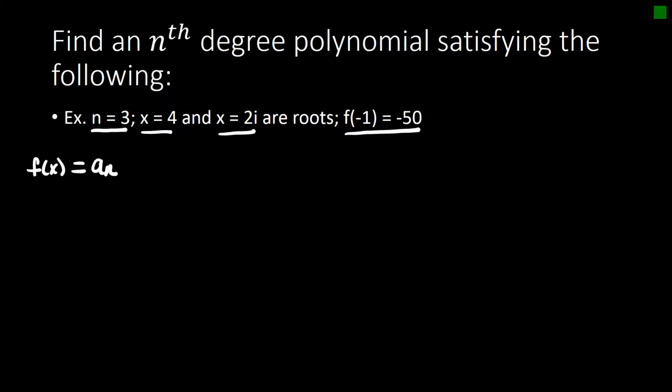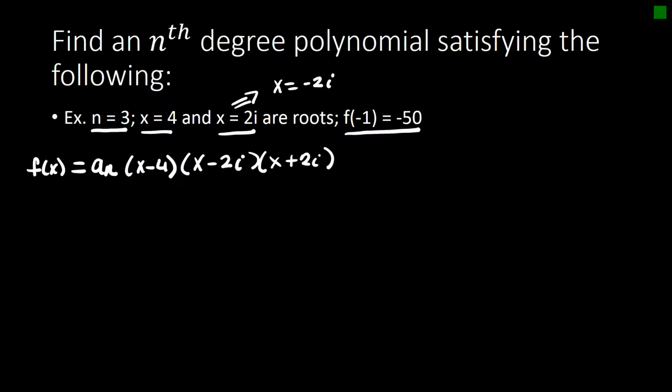Now, knowing that 4 is a root means that x minus 4 is a factor. Knowing 2i is a root, we can take that across the equal sign. x minus 2i is a factor. Now remember, we just had a theorem that said if a complex number is a root, then its conjugate is also a root. So negative 2i is a root. If we take the negative 2i across, it becomes positive. So x plus 2i is a factor.